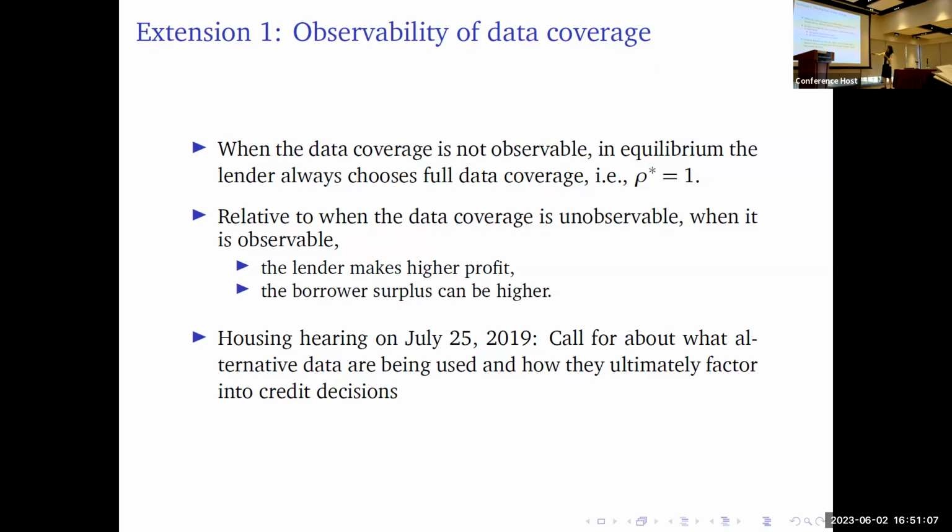Those are better off. And this kind of transparency is actually discussed by the regulator. So people are thinking, okay, we need to make it more transparent to better let consumers know what kind of data are being used and how they automatically enter these credit decisions. So that's what we map into our model: the economy from the case when the data is unobservable to the case when it is observable.